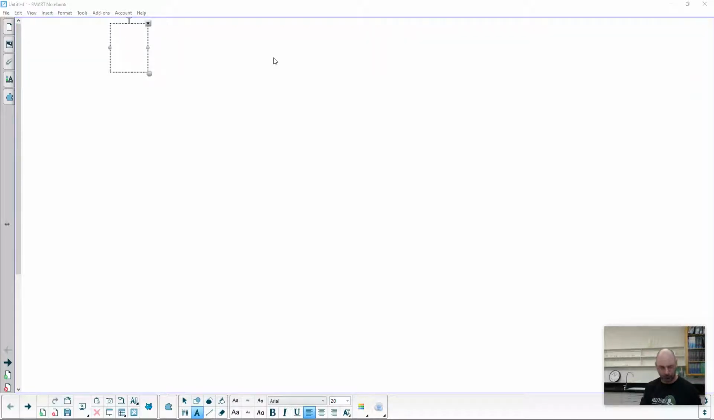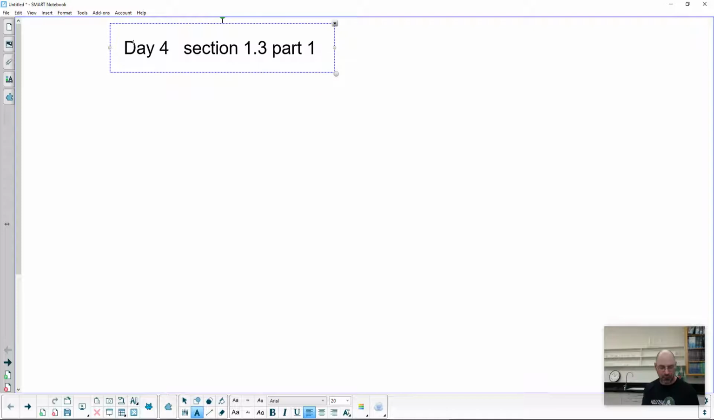Okay, so day 4 in the sequence and series unit. We're going to be looking at section 1.3, part 1. We're going to break it into two parts, and we're going to be looking at the geometric sequence.